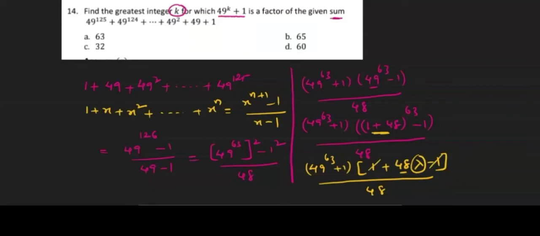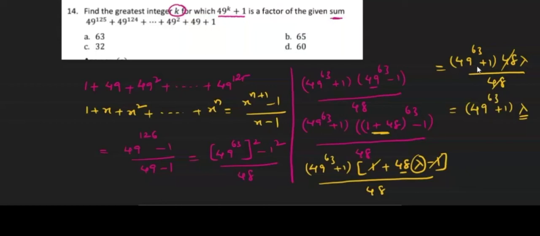Here 1 will get cancelled. The final answer will be 49 to the power 63 plus 1 into 48 lambda by 48. Now 48 cancels, that is equal to 49 to the power 63 plus 1 into lambda. Lambda is a positive quantity here. Now if you compare this 49 to the power 63 plus 1 with our given factor 49k plus 1, it is very clear that the k value is 63. So which option? Option A.